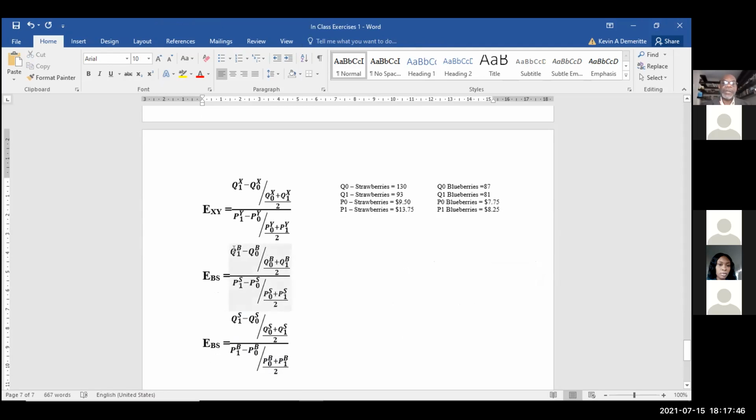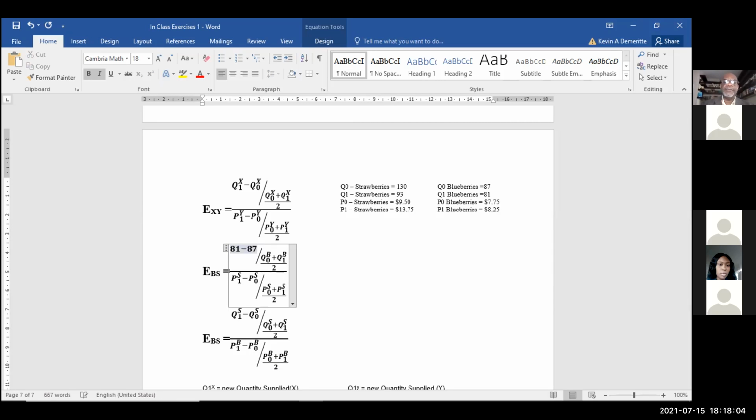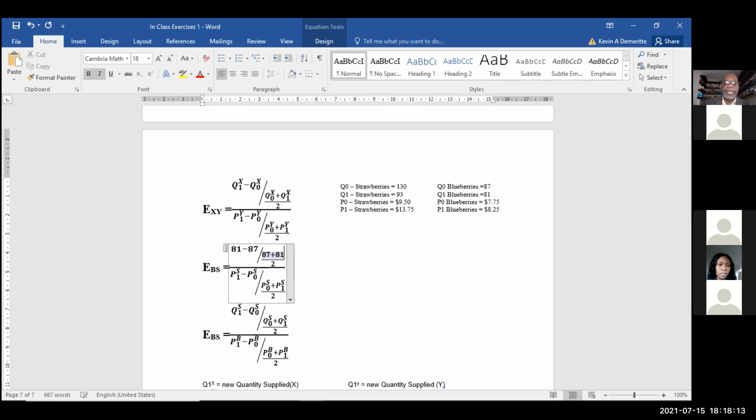So now we're plugging and chugging for cross-price elasticity of blueberries to strawberries. Okay. So let's start with the new quantity of blueberries, because that's where our B is. And the new quantity of blueberries is 81. And the initial quantity of blueberries is 87. And I need here 87. I need here 81.